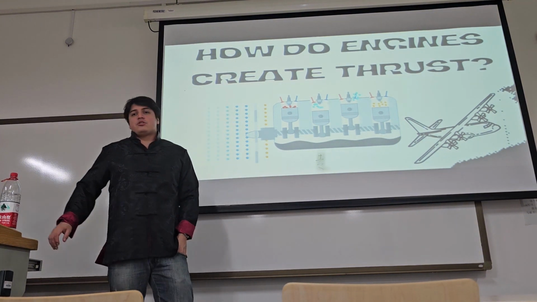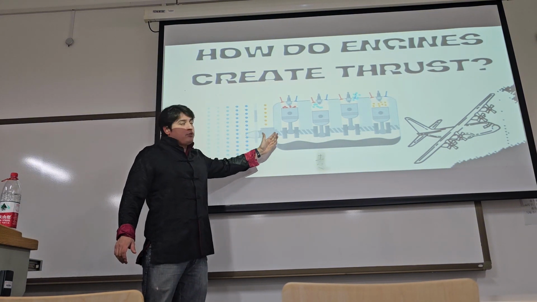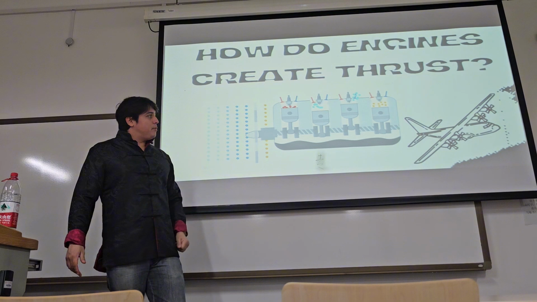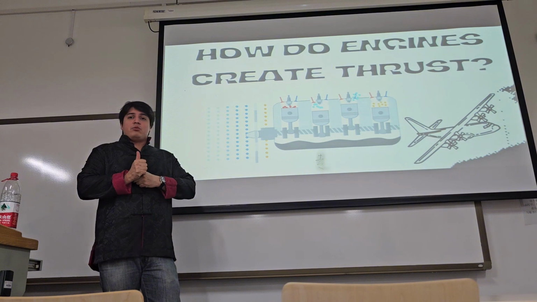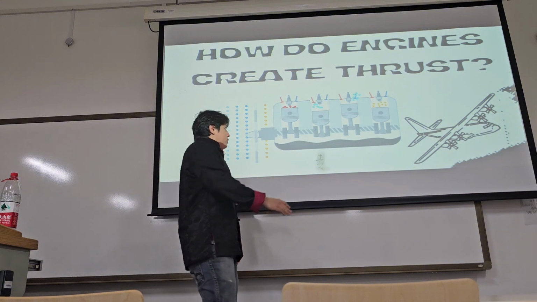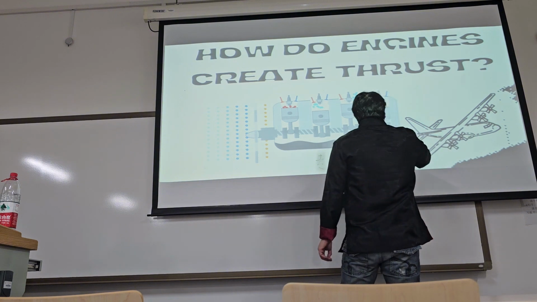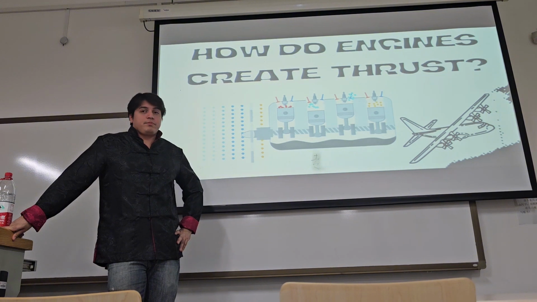An engine creates thrust by accelerating air, which we can see here entering the engine, or excess gases that are put inside the engine in one direction to produce an equal and opposite reaction force that propels the aircraft forward. So they expel the gases backward. So how do engines create thrust?